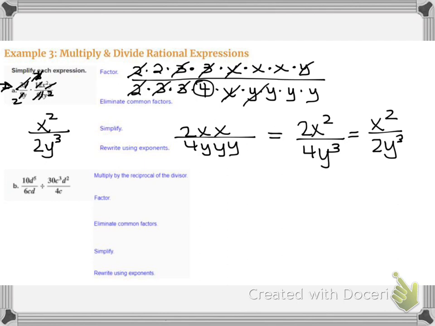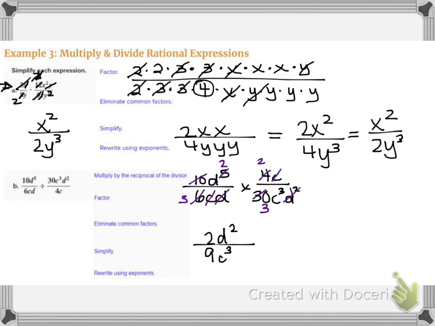Let's do letter B, the division. The first thing I'm going to do is rewrite it into multiplication of the reciprocal. Now look to cancel. Now I can rewrite what's left, which should be 2 times d squared over this times this, 9 times c cubed. Everything else was eliminated, so that's going to be my final answer.